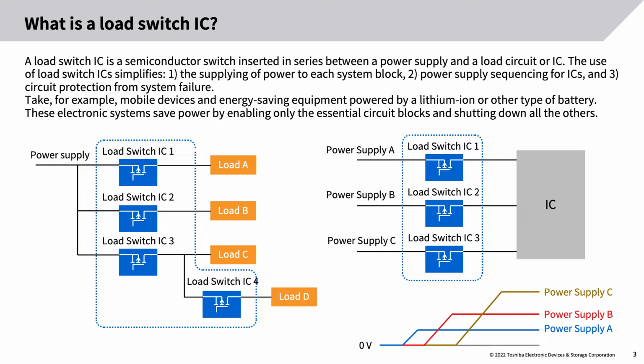Take, for example, mobile devices and energy-saving equipment powered by a lithium-ion or other type of battery. These electronic systems save power by enabling only the essential circuit blocks and shutting down all the others. The figure on the left shows an example of using load switch ICs 1 to 4 to control the supply of power to 4 loads according to the states of a system. The figure on the right shows an example of using load switch ICs 1 to 3 to set a power sequence for the subsequent IC.